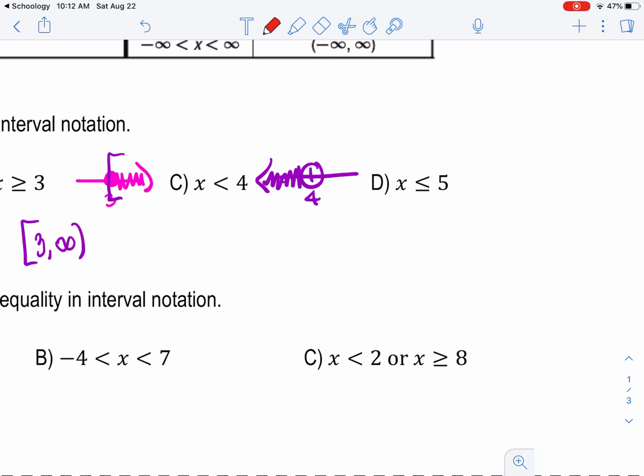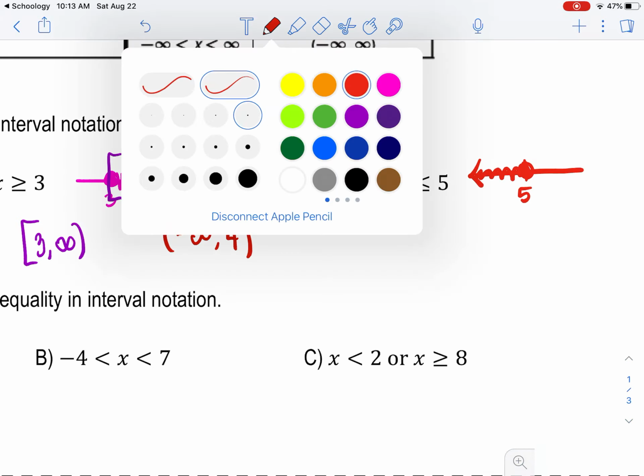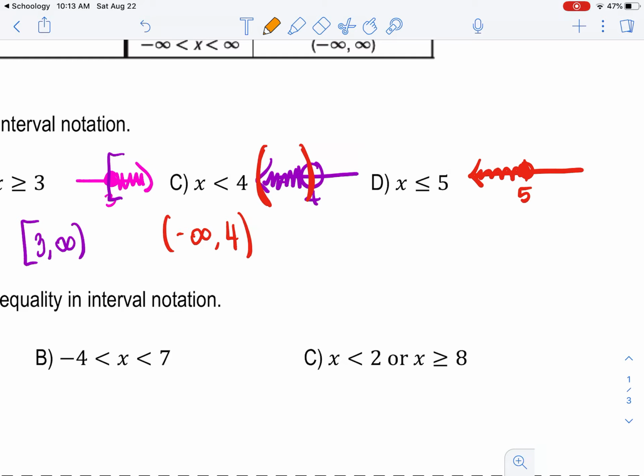So air quotes starts right here, right? This is forever. So forever in the negative direction is negative infinity. And then it ends right here at 4. This one right here, 5, closed point, forever in this direction. And then once again, looking left to right, air quote, this is where it starts, this is where it ends. So negative infinity to 5.